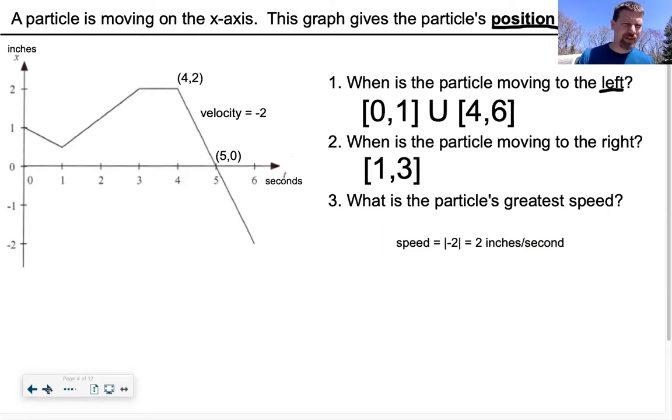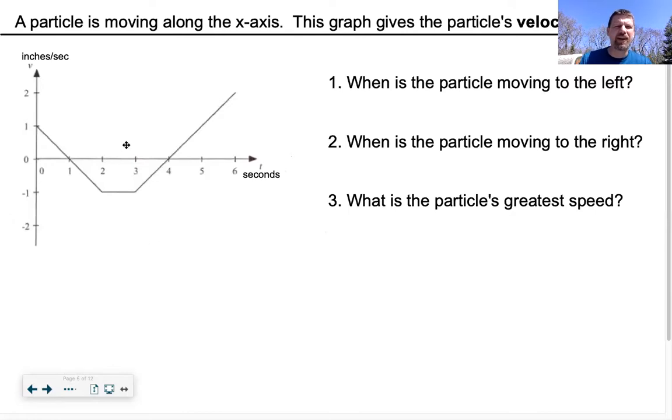All right. Next one is again asking about moving left, moving right, and greatest speed, but this time they gave me the velocity function. So this here is a measure of velocity, not a measure of position. So same questions, but it's different. It says, when is a particle moving to the left? Well, so the left would be a negative velocity. Since this is measuring velocity, negative velocity would be during this entire part here from 1 to 4 seconds.